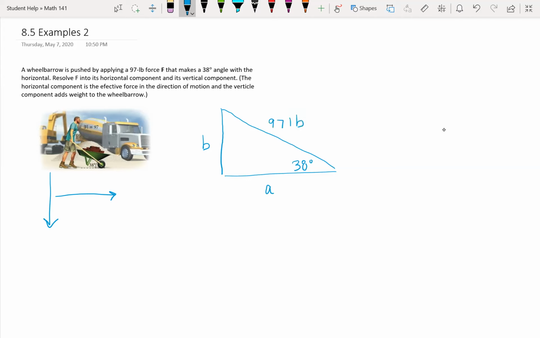All right, so if I think about some trig identities that I know, the cosine of 38 degrees is going to be A over 97. Or another way of writing it is that A is equal to 97 times the cosine of 38 degrees. So A, or the horizontal component, plugging that into a calculator, gives me 76.44.